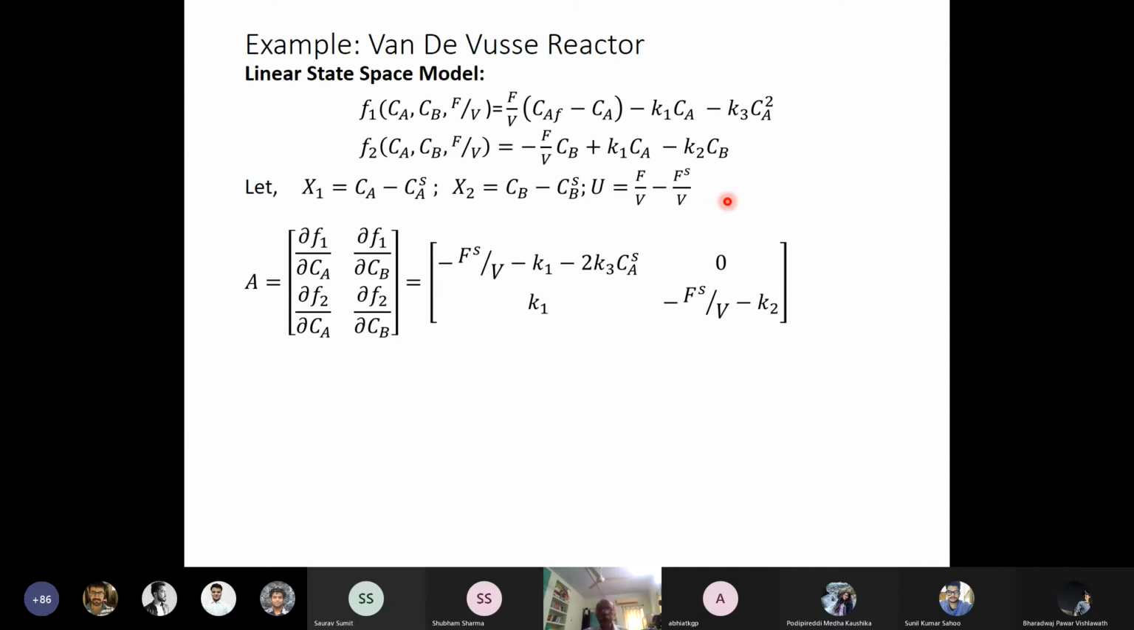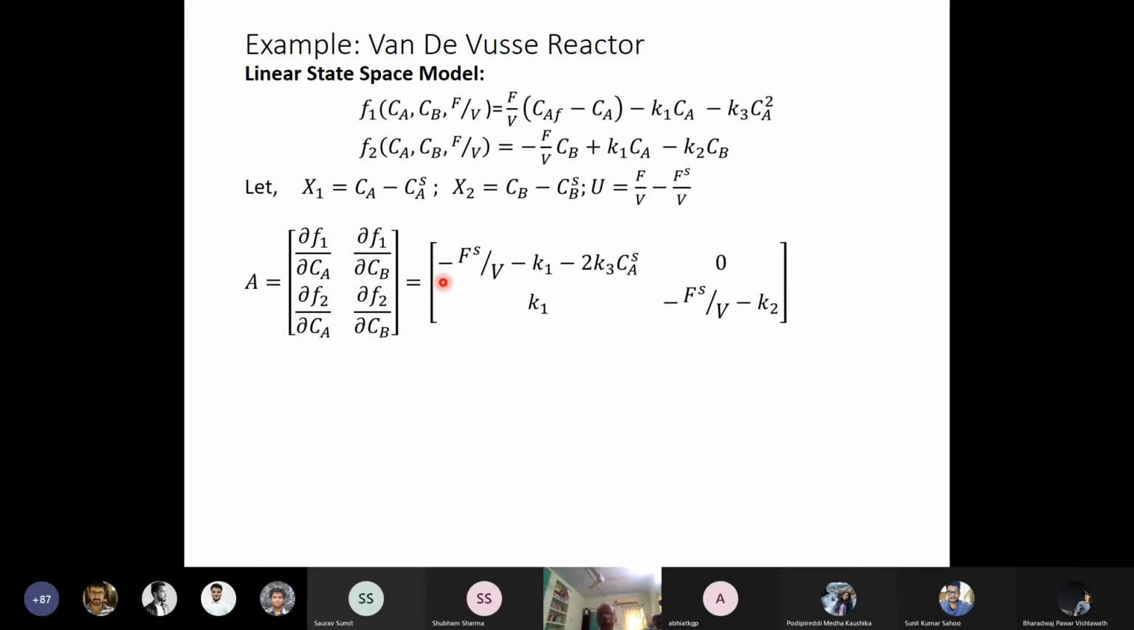In that case, we know already that x dot is equal to Ax plus Bu. The A matrix is basically the derivative of the functions with respect to the state variables. The state variables are CA and CB. So A will be del F1 by del CA, del F1 by del CB, del F2 by del CA, del F2 by del CB.